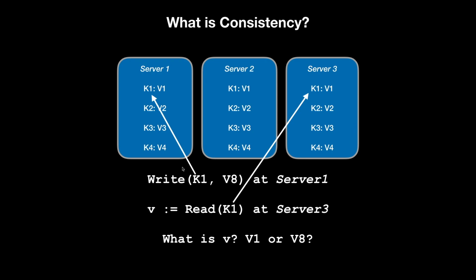If we wait for the write to propagate to the third server and choose the sensible answer, we would get v8, and this would be known as a strong consistency model. Whereas if we wanted the quick answer, we would get v1, which would just be the value that server 3 had at the time, without waiting for the value to propagate.